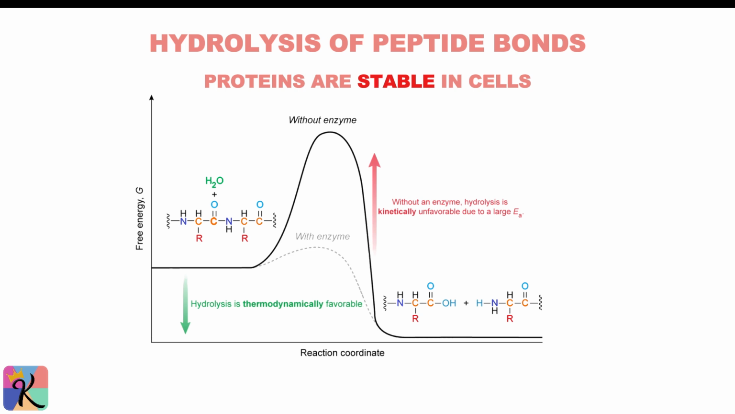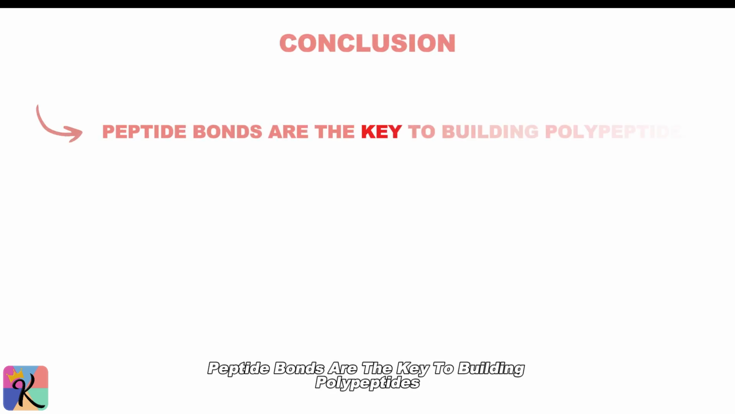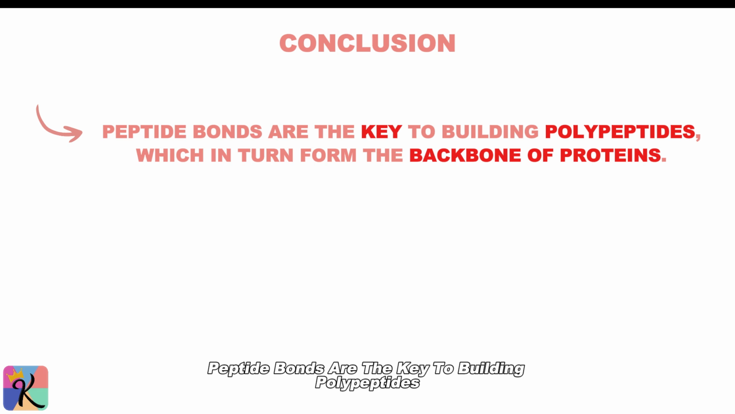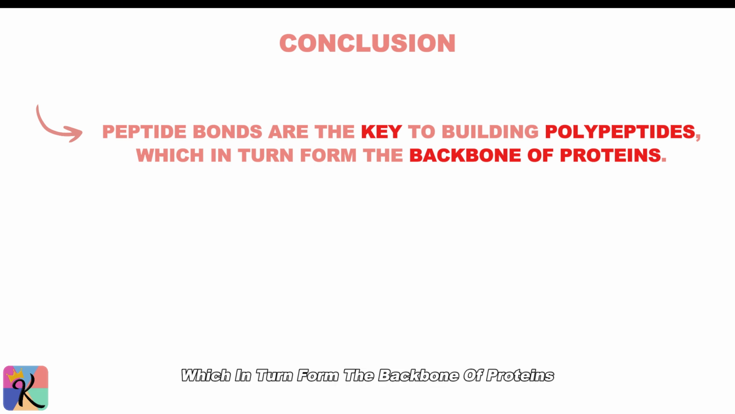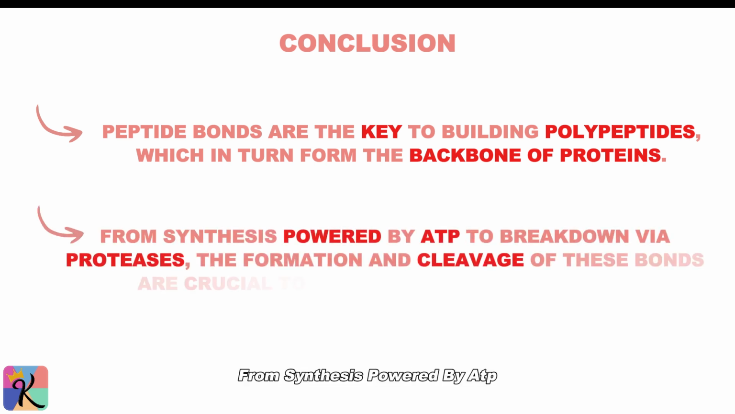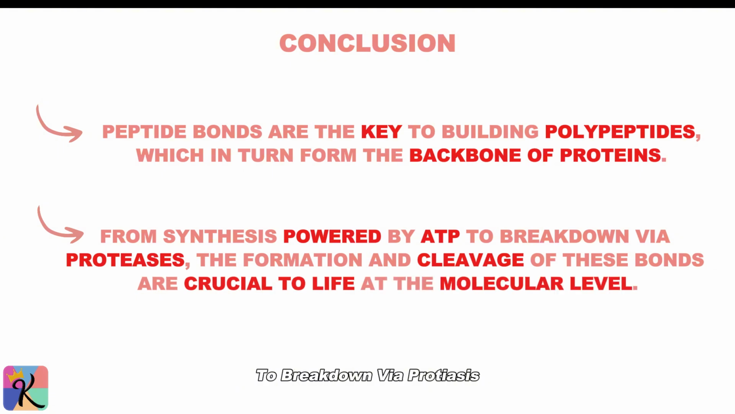So, to wrap things up, peptide bonds are the key to building polypeptides, which in turn form the backbone of proteins. From synthesis powered by ATP to breakdown via proteases, the formation and cleavage of these bonds are crucial to life at the molecular level.